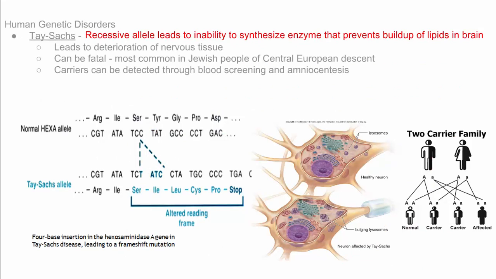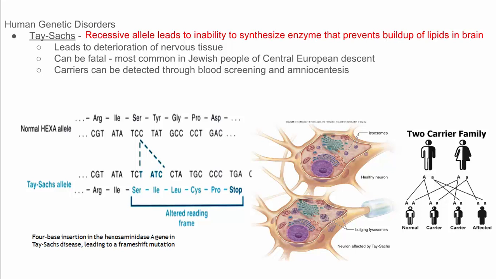And then the last one we'll talk about, Tay-Sachs disease, is caused by a recessive allele. This leads to a person having an inability to make a certain enzyme that breaks down certain fats in the brain. And this leads to the deterioration of nervous tissue. Typically, this is most common in Jewish people of Central European descent. And people can carry the disease without knowing it. If two carriers have children together, there is a 25% chance that their child would have the disease.